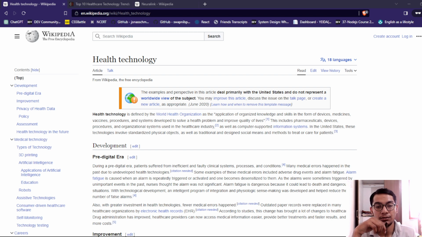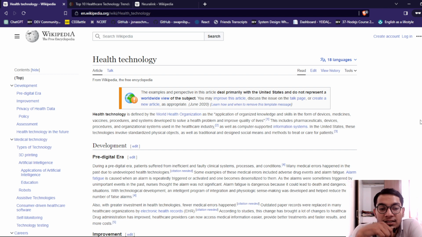So let's continue. Health technology is defined by the World Health Organization as the application of organized knowledge and skill in the form of devices, medicine, vaccines, procedures and systems developed to solve health problems and improve quality of life. This includes pharmaceuticals, devices, procedures, and organizational systems in the healthcare industry, as well as computer-supported information systems in the United States. The technology involves standardized physical objects as well as traditionally designed social means and methods to treat and care for patients.